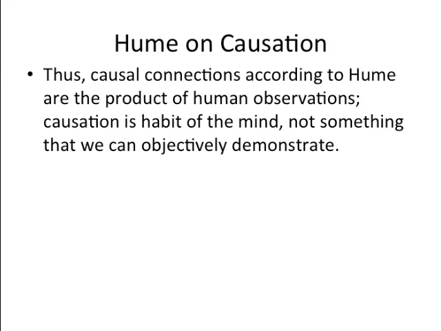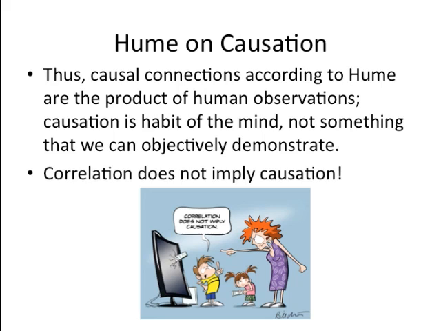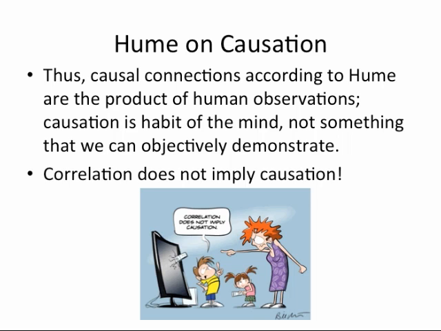Causation is the product of human observation. It's nothing more than a habit of the mind, and not something that we can objectively demonstrate. But here's what's important. The correlation of two events, such as the crowing of the rooster and the rise of the sun, does not imply causation. Consequently, we can never establish the necessity of a causal relationship. That is, causation is never something that can be deductively ascertained. Correlation does not imply or entail causation.